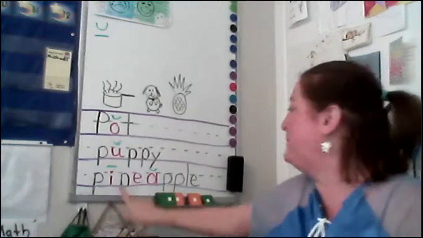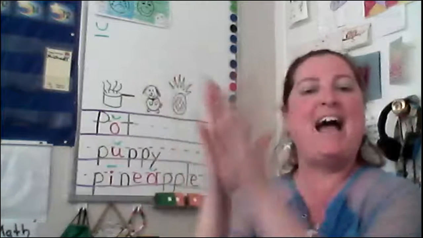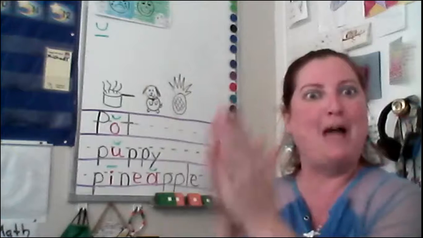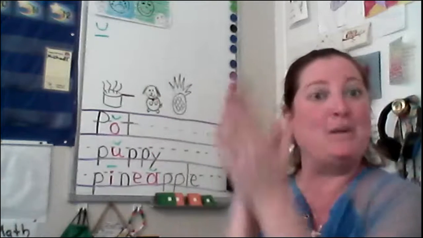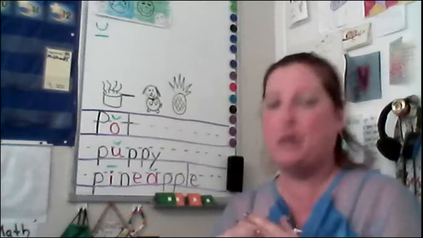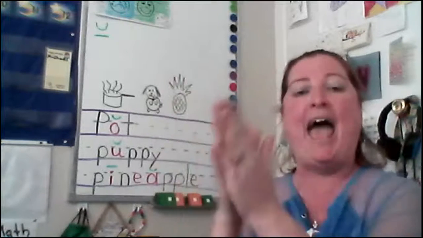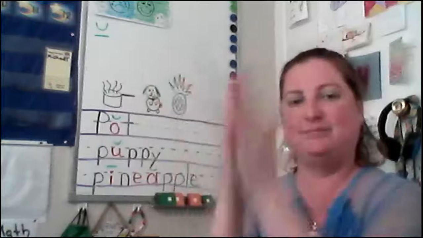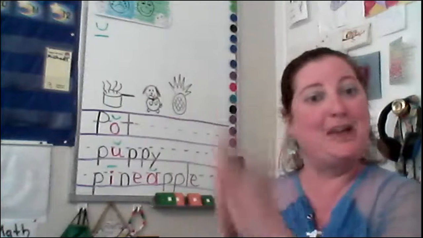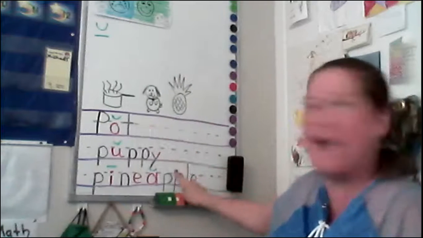Good. Now we're going to do pineapple all together. You ready? Pineapple. Pineapple. There's three syllables in pineapple. So I want you to do it one more time with me and then do it by yourself. You ready? Pineapple. Good job, guys. So now you know some P words: pot, puppy, and pineapple.